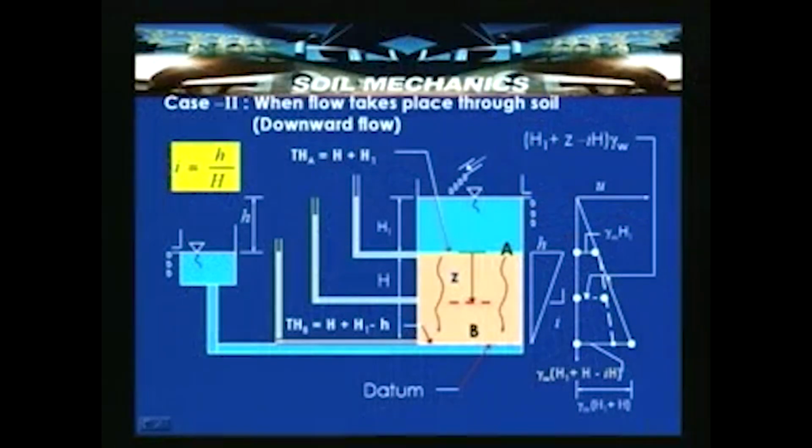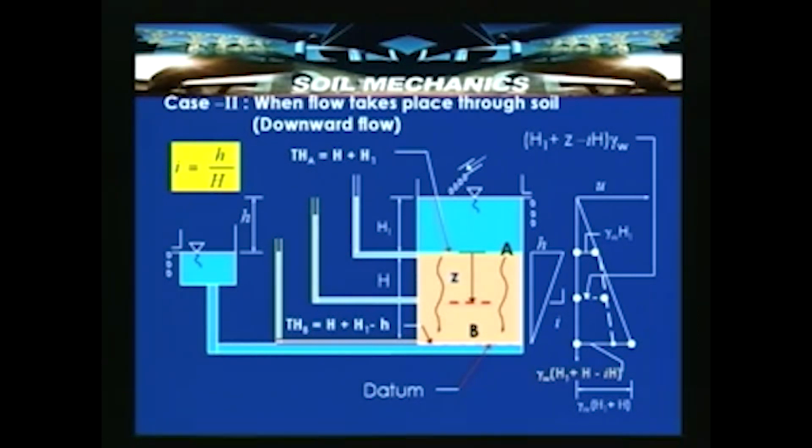Because of this flow which is taking place, this much portion of the pore water pressure is lost from point A to point B. So, that is transferred to the soil grains in the form of effective stress. That actually results as an effective stress. A similar mechanism can be explained for when the flow is taking place in the upward direction.